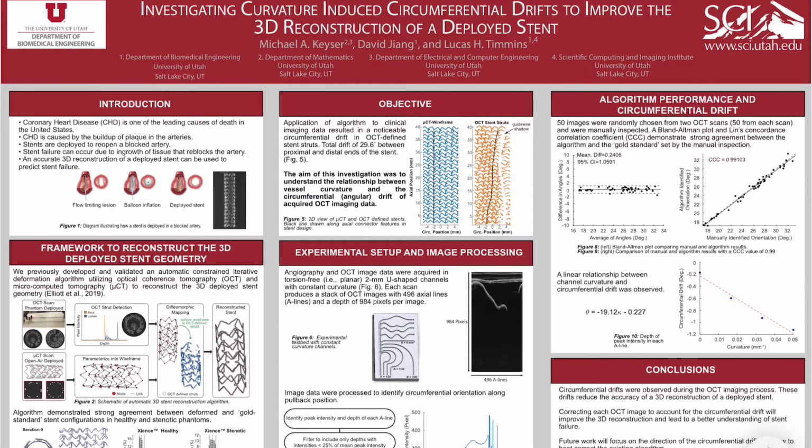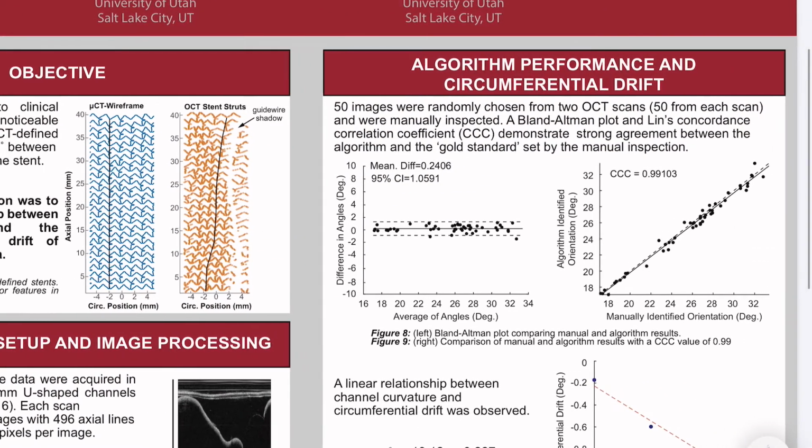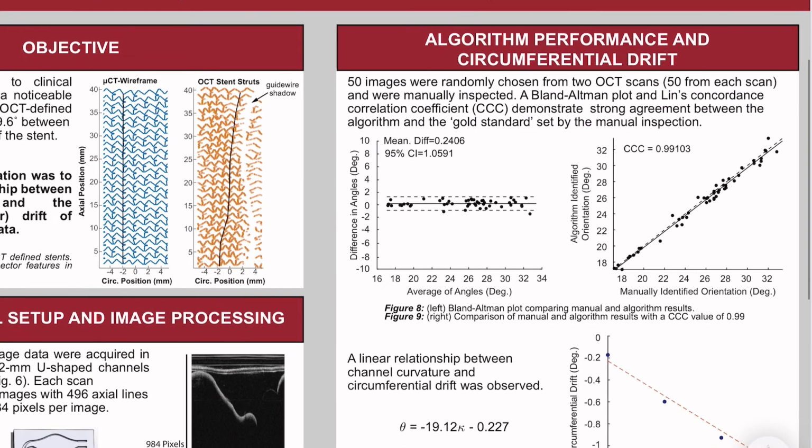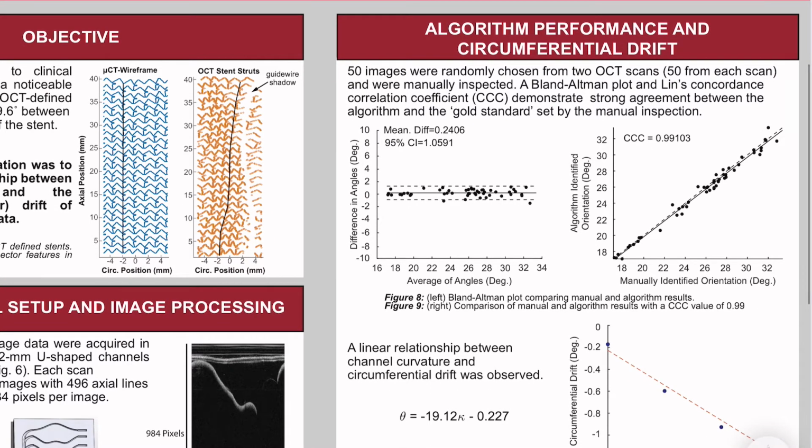The algorithm was validated by choosing 50 images at random and calculating the angle in those images using points identified by hand. A Bland-Altman plot and a Lin's concordance correlation coefficient were used to show strong agreement between the algorithm and the gold standard set by the manual inspection.